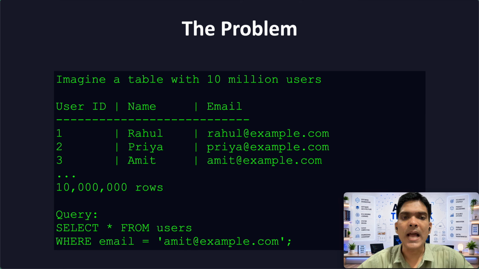If the database has to check every row one by one, that could become very expensive, especially as the table grows. This is where indexing becomes extremely useful.